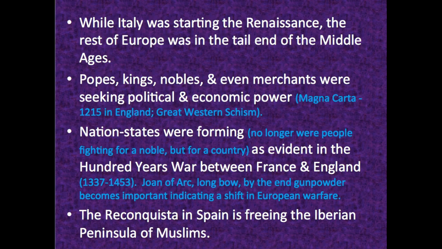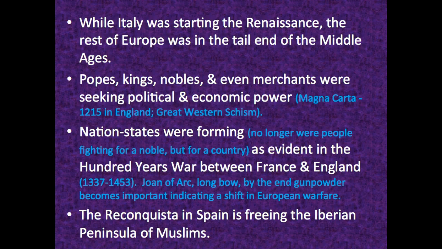So while Italy was starting the Renaissance, the rest of Europe was at the tail end of the Middle Ages. You had popes, kings, nobles, and even merchants seeking political and economic power. The Magna Carta was signed in 1215 by King John. The Great Western Schism. This is where some of you grew confused. The Great Schism is the one back in 1054 that splits up the Eastern Orthodox and the Roman Catholic Church.